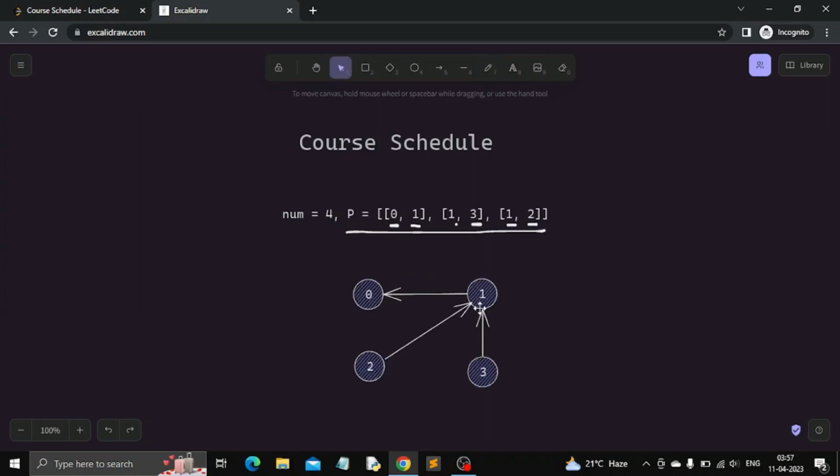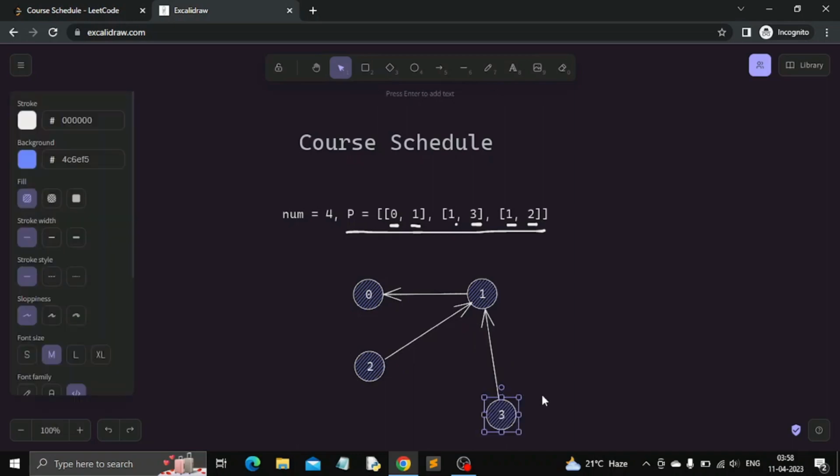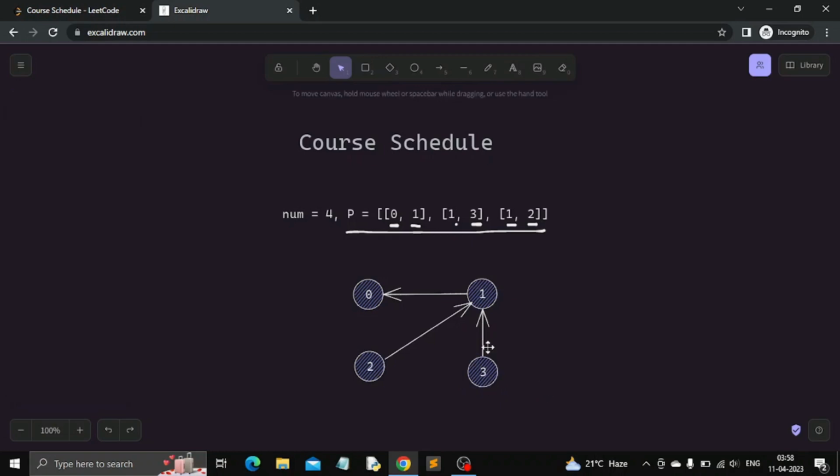So in this graph, we have a directed edge from node 1 to node 0, which means that course 0 is dependent on course 1. Similarly, we have a directed edge from course 2 towards course 1. It means that course 1 is dependent on course 2, and same way course 1 is also dependent on course 3. That's why we have a directed edge from node 3 towards node 1. Okay, we need to determine whether we can perform all the courses or not.